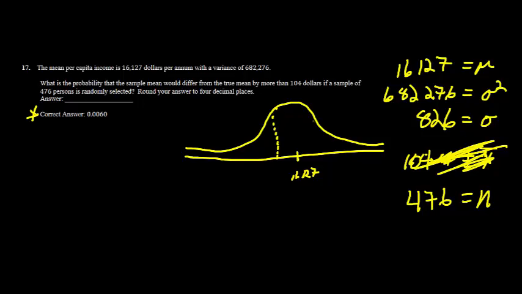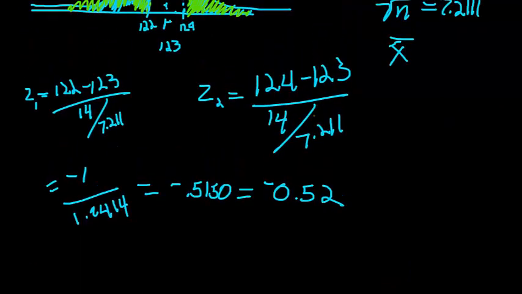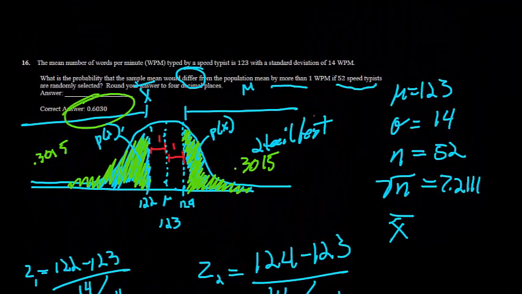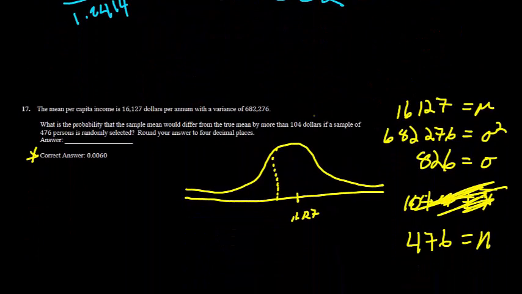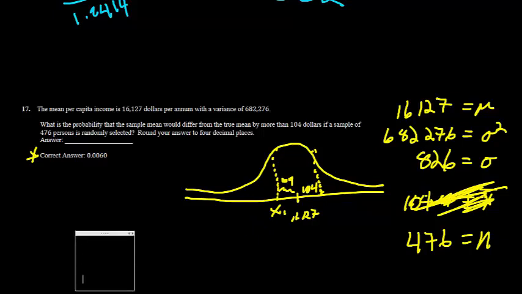Let's look at this previous question. More than 1 word per minute. Yeah, that's right. $104 if a sample was selected. And then here's the other one. So between here and here we have 104, and between here and here we have 104. So we're going to figure out this X right here. All right, let's get some more space going. We're going to need it.